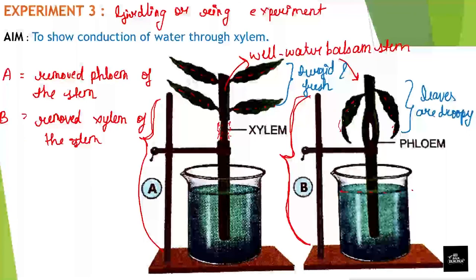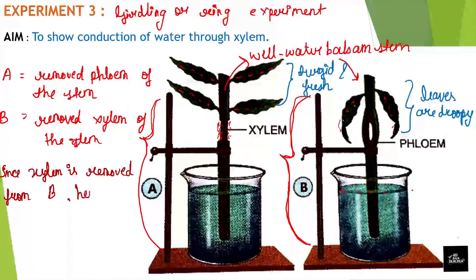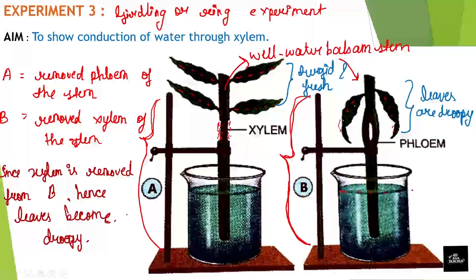So in case of B, since xylem is removed, hence leaves become droopy. And in case of A, xylem is there, phloem is removed, so the leaves are still getting the supply of water, and that is enough for the survival of the leaves. And that is why the leaves remain intact and fresh.